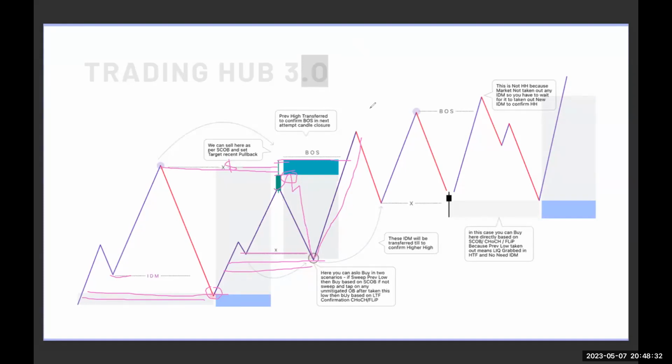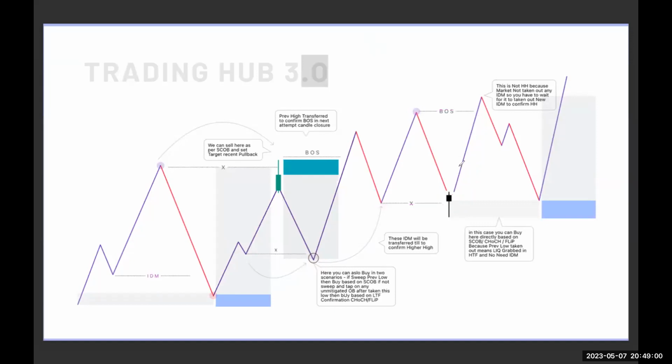Okay. In the next scenario, what happened here? Market continues going higher high. Again, the market just takes out the inducement and confirms the higher high. Here also you can buy based on single candle order block, which is already covered in a previous diagram on how you can deal with it. Simply, the next candle opens and on the third candle's mitigation of this order block, you can buy here and target this high. Okay. So this is a simple process.